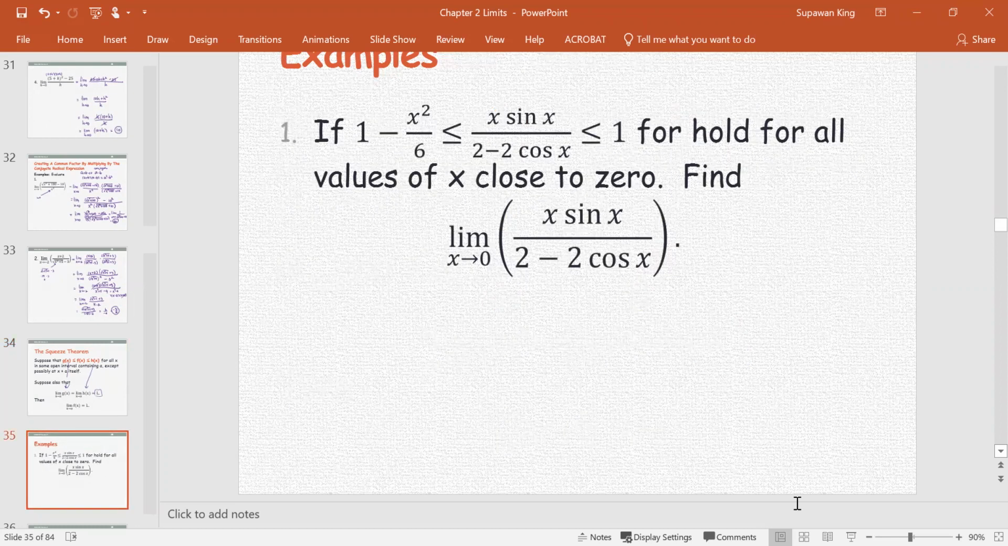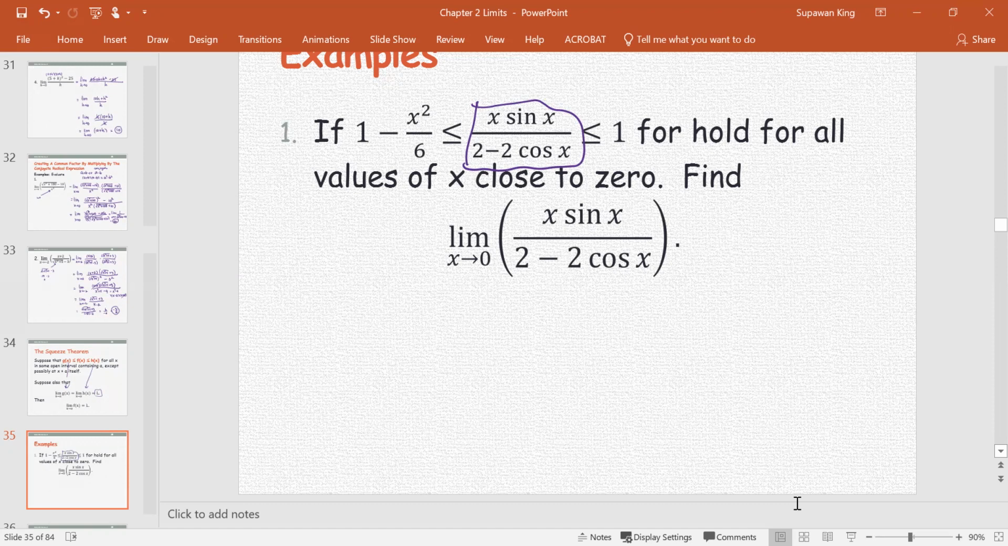In this example, if 1 minus x squared over 6 is less than or equal to x times sine x divided by 2 minus 2 times cosine x, which is less than or equal to 1 for all values of x close to 0, we are going to find the limit of the middle function as x approaches 0.